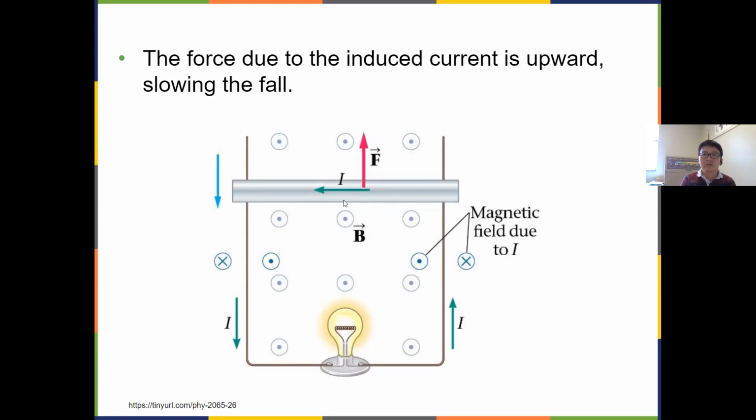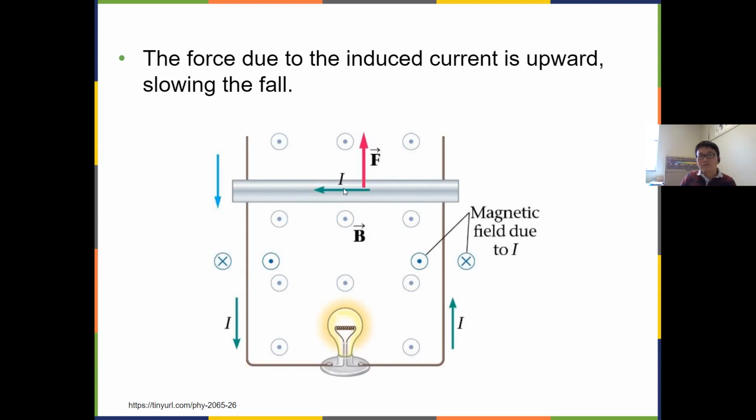So in order to oppose that change, the magnetic field produced by the current should be in the same direction as the B field inside the coil, to slow down the decrease of the magnetic flux. So the current will be going in that direction, because the magnetic field has to be in the same direction as the original magnetic field. So the current in the rod should be in that direction.